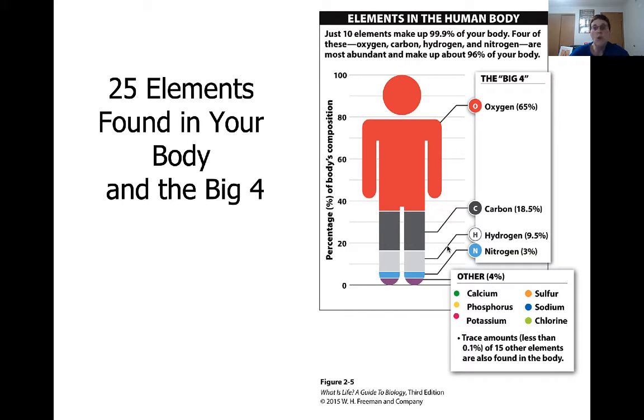And then, like I said, there's 25 elements. You can see some of the other common ones. Some of these might sound familiar. Calcium, we know that is used to build bones. We'll see phosphorus when we talk about things like nucleic acids. Potassium and sodium are used to do things like muscle contractions. Same thing with chlorine. Sulfur, we use to build some of the molecules like proteins. And then there are trace amounts of 15 other elements found in your body.